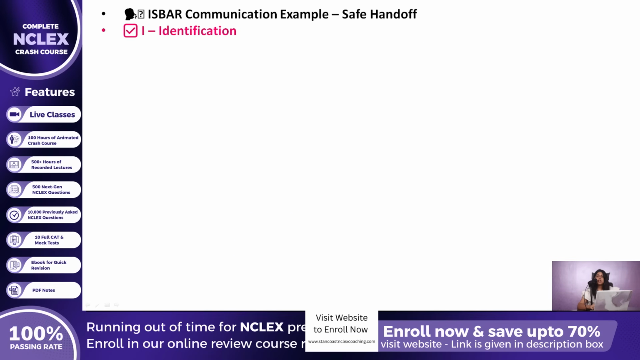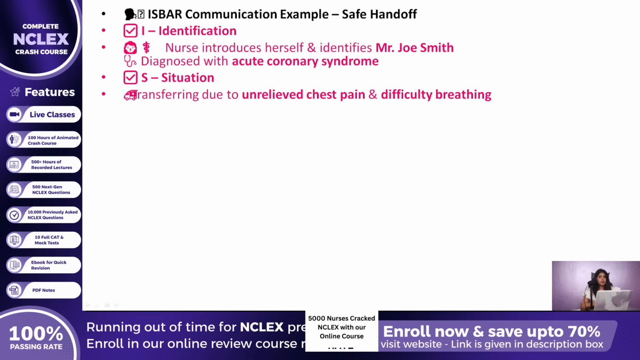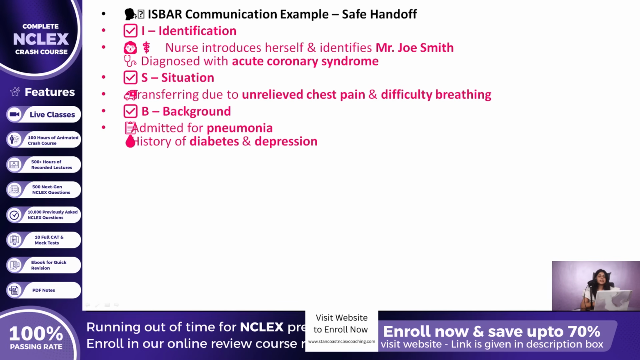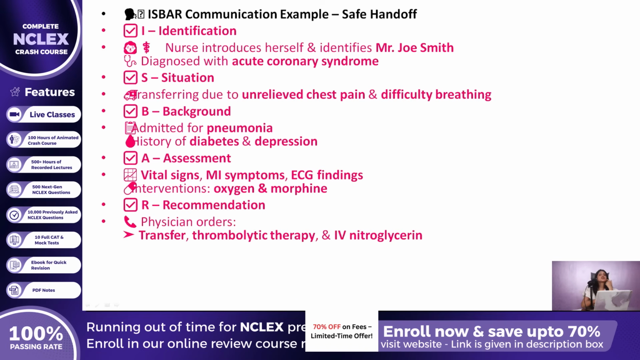First, in identification, the nurse introduces herself and identifies Mr. Joe Smith as the client with acute coronary syndrome. Second, the situation explains the reason for transfer: unrelieved chest pain and difficulty breathing. Third, the background includes the client's admission for pneumonia and history of diabetes and depression. Fourth, in assessment, the nurse shares vital signs, symptoms of myocardial infarction, ECG findings, and initial interventions like oxygen and morphine. Lastly, the recommendation details the physician's orders for transfer, thrombolytic therapy, and intravenous nitroglycerin. Using ISBAR ensures safe, clear communication during critical handoffs.